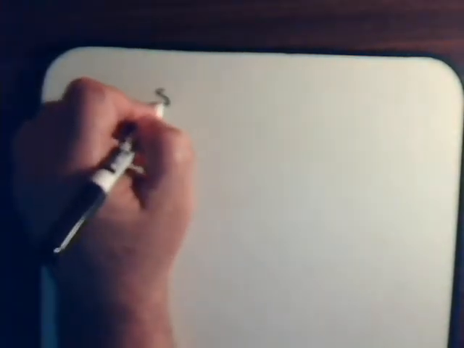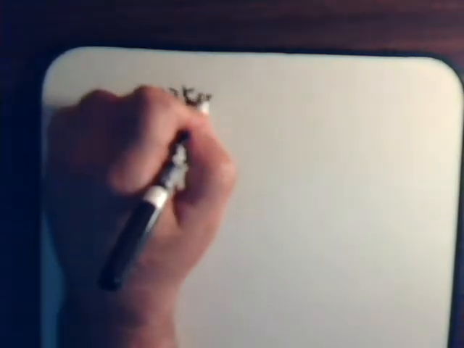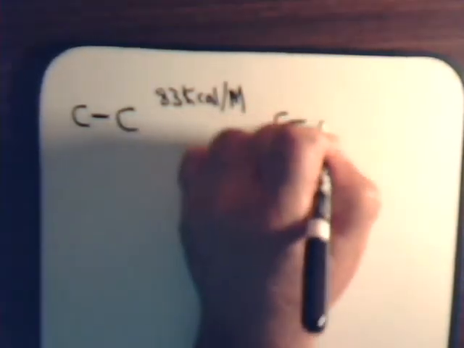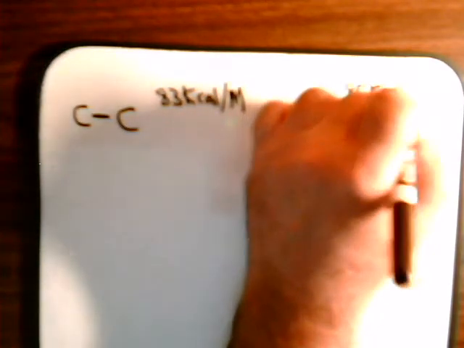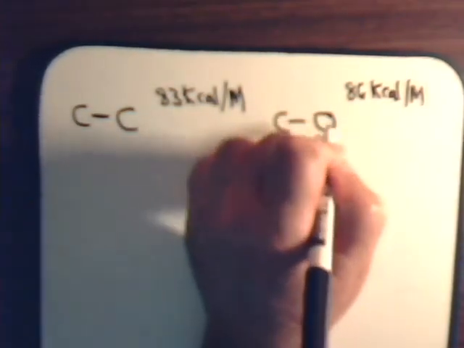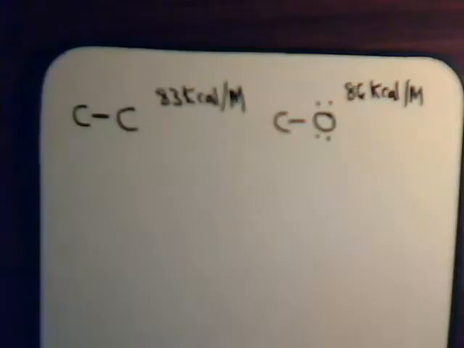where two carbons joined together with a single bond had 83 kilocalories per mole. If we have the more polarized carbon-oxygen bond, polarized, therefore we expect the bond to be stronger, but it wasn't. This was only around 86 kilocalories. And again, as we saw, it was because of these sp3 unpaired electrons destabilizing our bond.